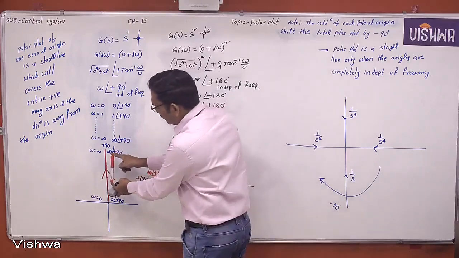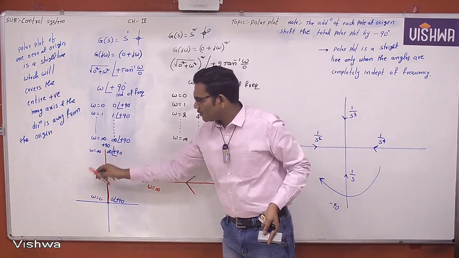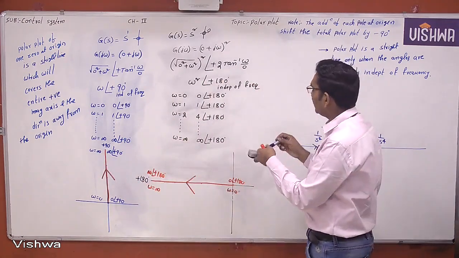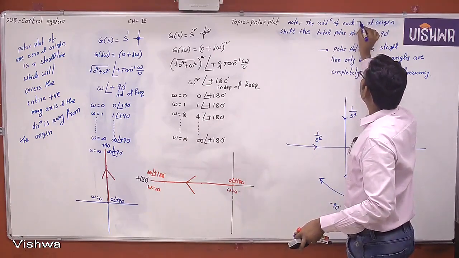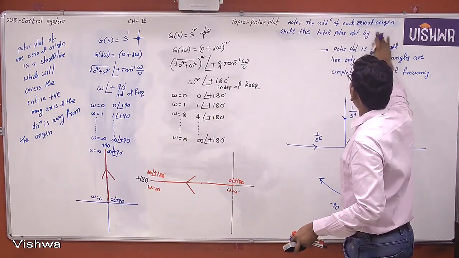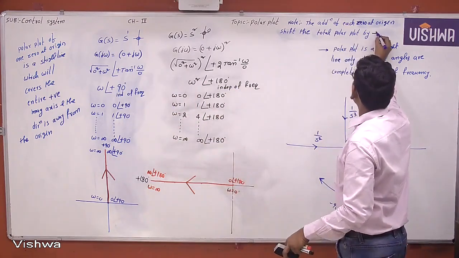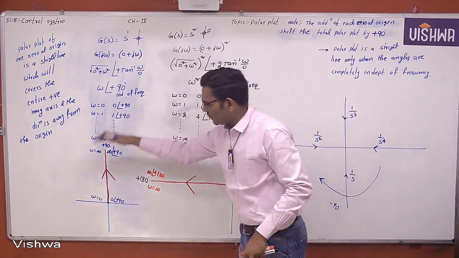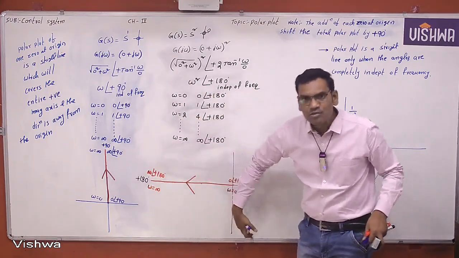Now the total polar plot is shifted. This is 90, this is 180. So the addition of, then what is your conclusion? Take one note, important note. The addition of each zero at origin shifts the total polar plot by plus 90 degrees. Plus 90 degrees means which direction? Anti-clockwise direction. See here, this is 90, this is 180, this is 270, like this.